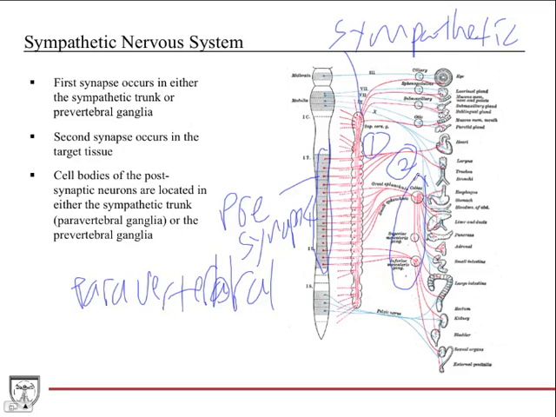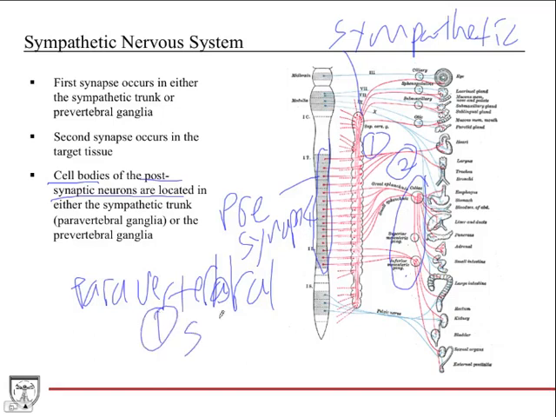And then pre-vertebral is because it's thought of as, this is just a diagram, but it would be kind of anterior to or in front of the spinal column. So those are the two places where the cell bodies of postsynaptic neurons are located. So, test question: if a test asks you about a sympathetic neuron and asks you where's the cell body, it's going to be in the lateral horn of the spinal cord, T1 through L2 level. If they ask you where's the cell bodies of the postsynaptic neurons, one of two places.